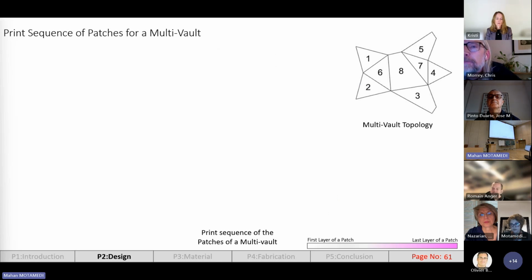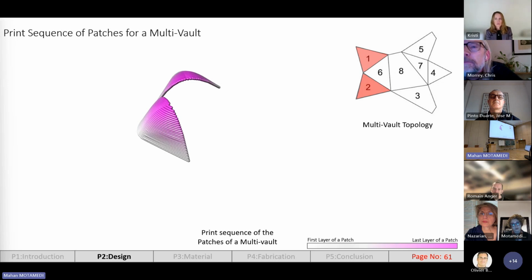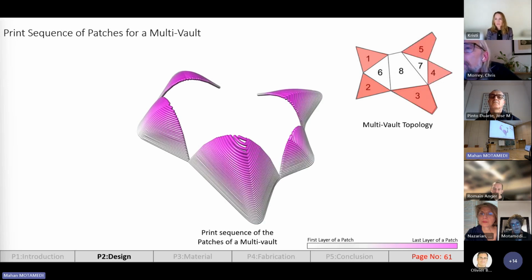As you can see on the top right, there is a topology of the vault, and numbers indicate the order of the patches that should be printed. So here we have the first patch, second one, third one, fourth, fifth, sixth, seventh, and eighth.